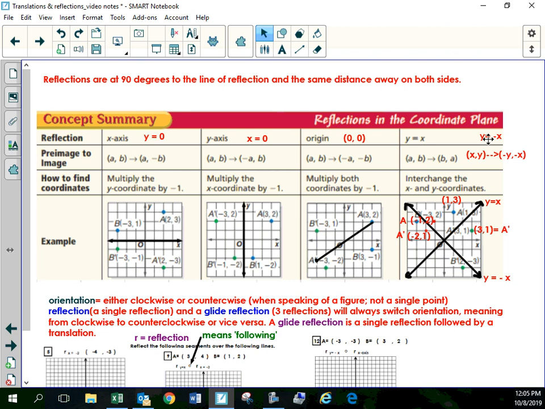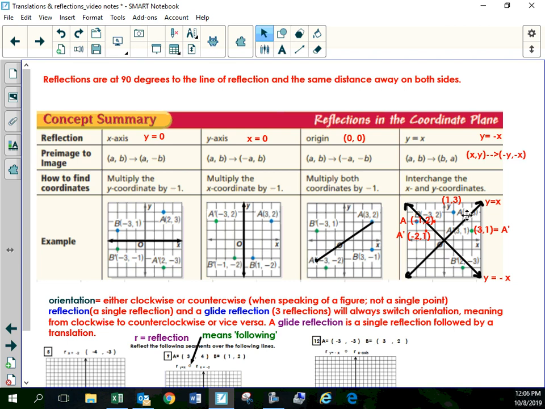Slope is 1. Remember from algebra 1, the slope is the m in y equals mx. M is the coefficient of the x, and in this case it's 1. So you go up 1, right 1, up 1, right 1, up 1, right 1, etc. Or down 1, left 1. Okay, there's the line y equals x.